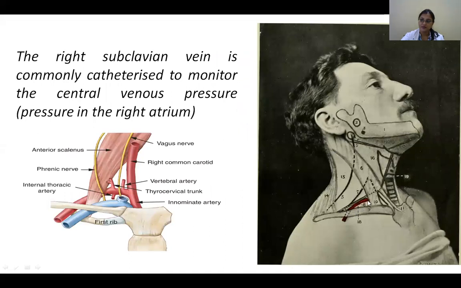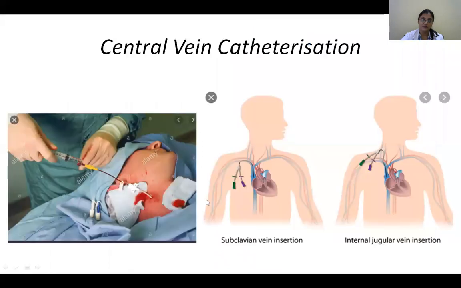See this part here? You have to know the sternal end here, then the clavicle, and below it you just mark it down like this. So this is your subclavian artery, and just beneath the subclavian artery is where you have your subclavian vein. Central vein catheterization is a procedure. Here the subclavian vein has been catheterized, and here is your internal jugular.